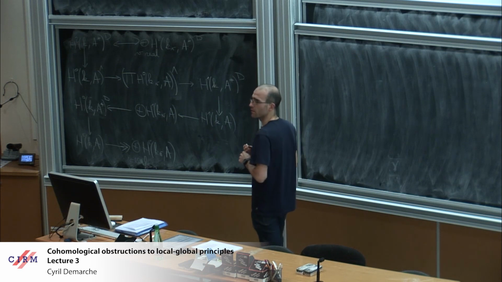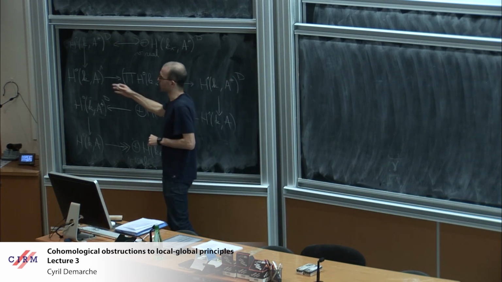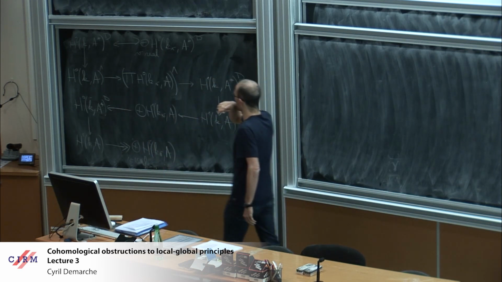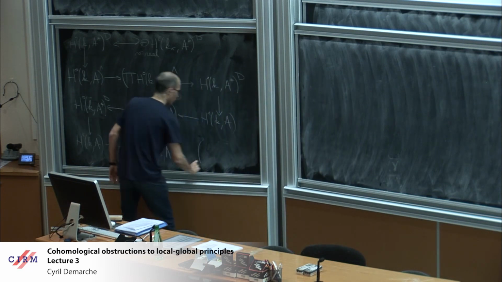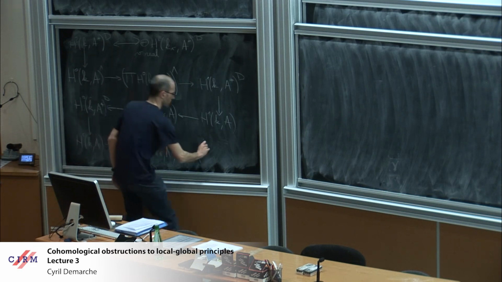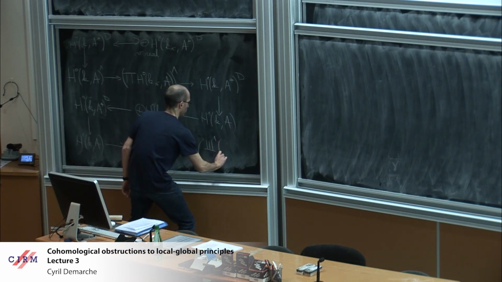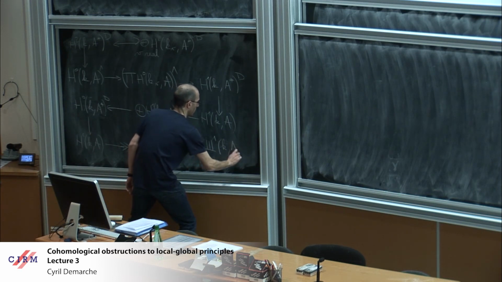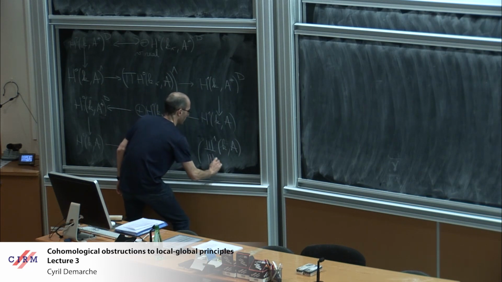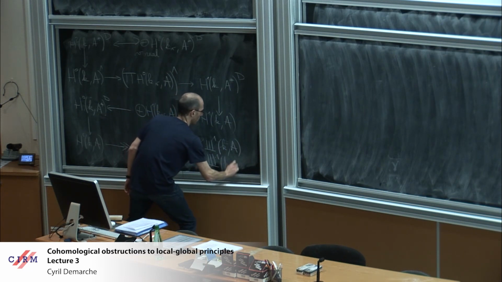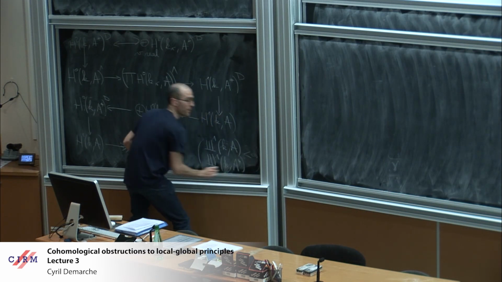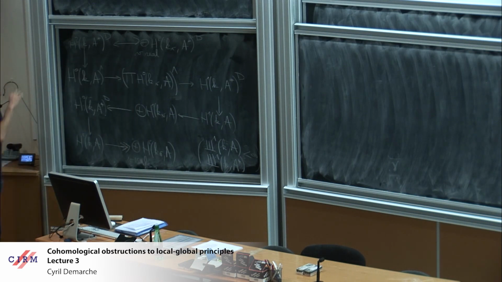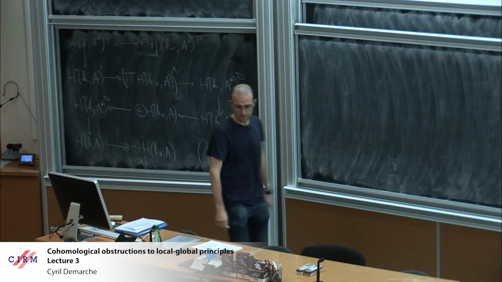It relates local information to global information about Galois cohomology of this object. And to get this one, you have to assume that Sha^1 of K, A and Sha^1 of K, A dual are finite. Okay? So these are the Poitou-Tate exact sequences that we got this morning.